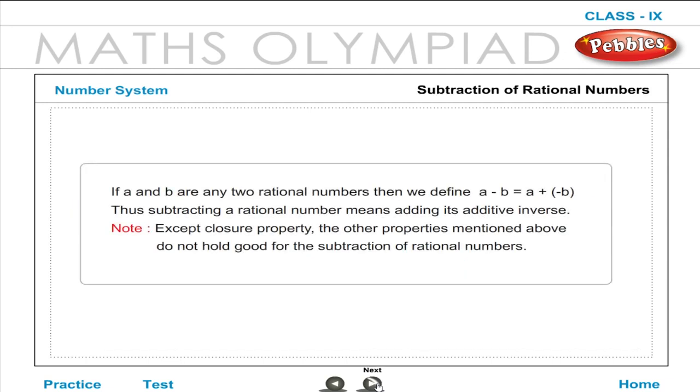Subtraction of rational numbers. If a and b are any two rational numbers, then we define a minus b as equal to a plus the whole of minus b. Thus, subtracting a rational number means adding its additive inverse.